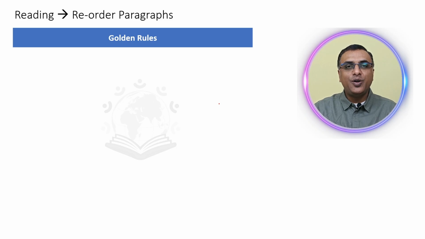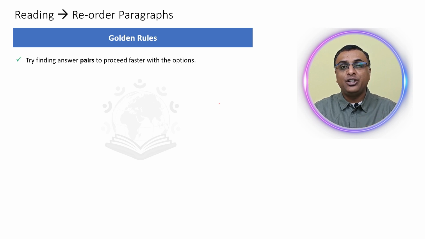Next, let's look at the golden rules for reorder paragraph questions. First and foremost, try finding answer pairs to proceed faster with the options. As I had mentioned earlier, you will have to identify the logical pairs to come up with an answer, correct? How would you do it?